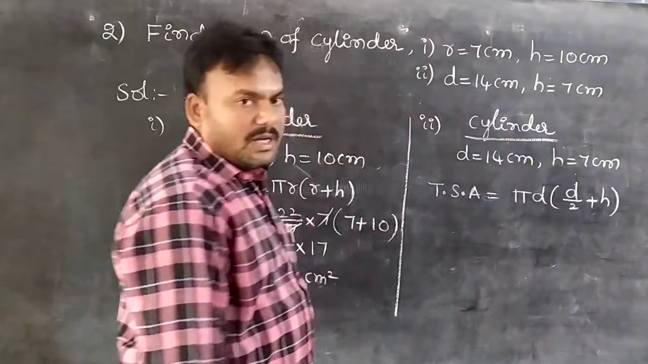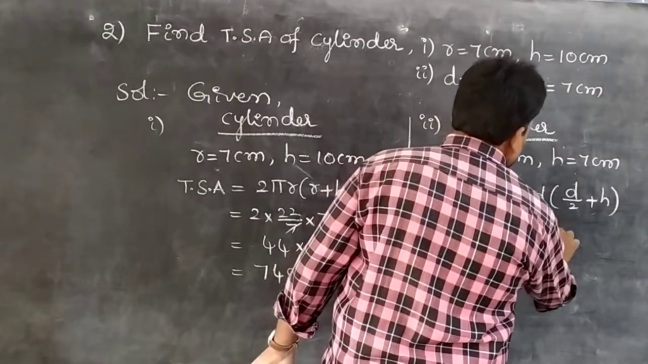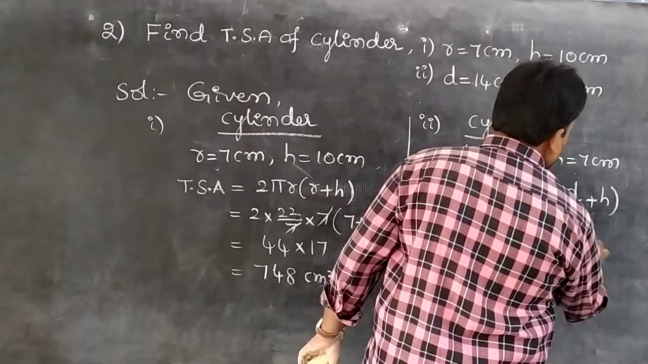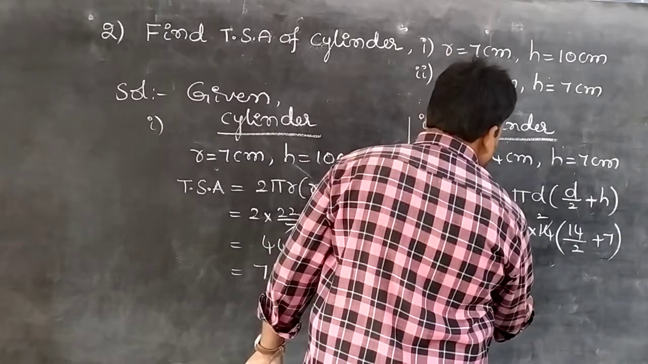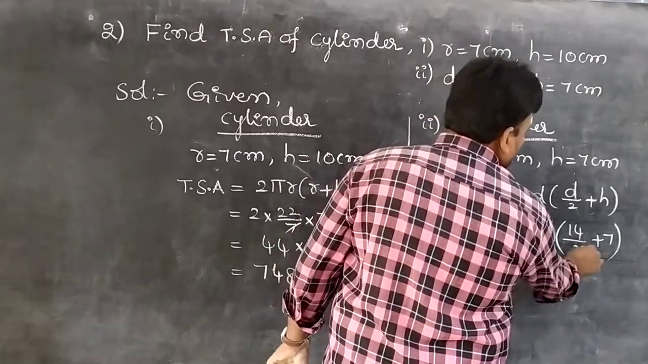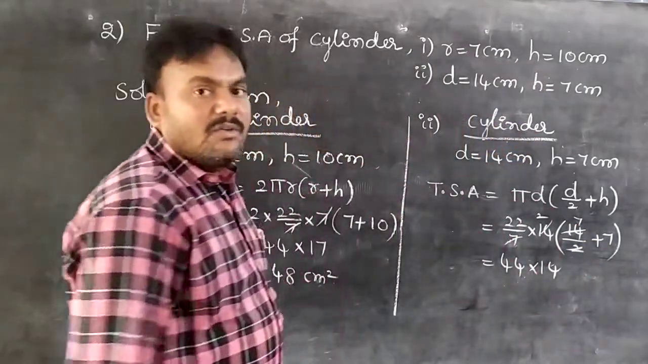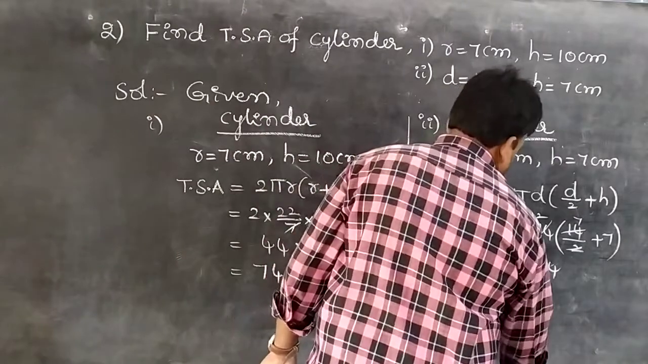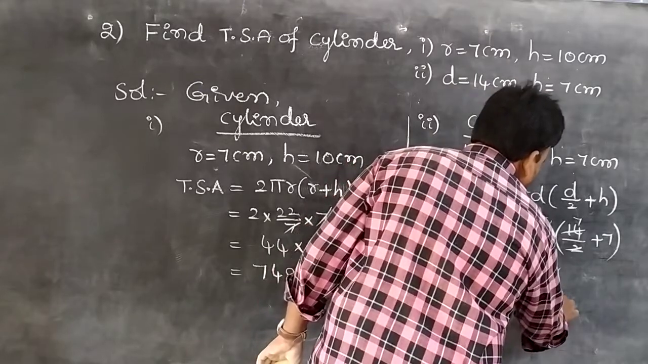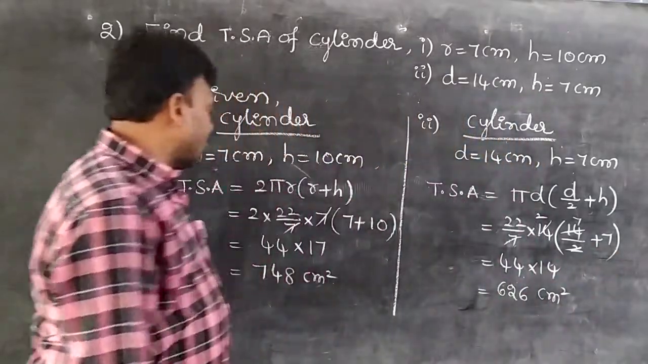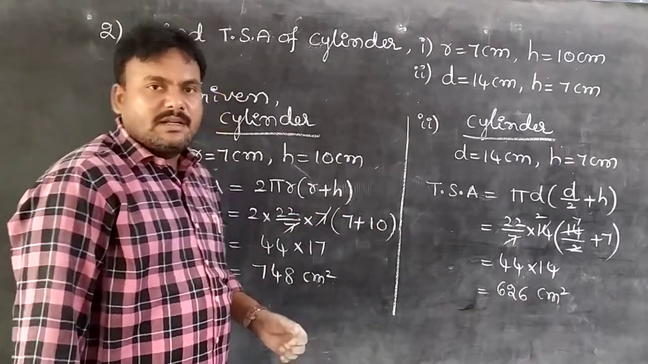If you know the diameter, friends, then that implies pi value 22 by 7 into d, which is 14, of 14 by 2 plus 7. Here 7 ones, 7 twos, 22 into 2, 44, into 7 plus 7, nothing but 14. 14 times 4 is 56, plus 6, 62... 616 square centimeters. That is the solution of the second problem, students.